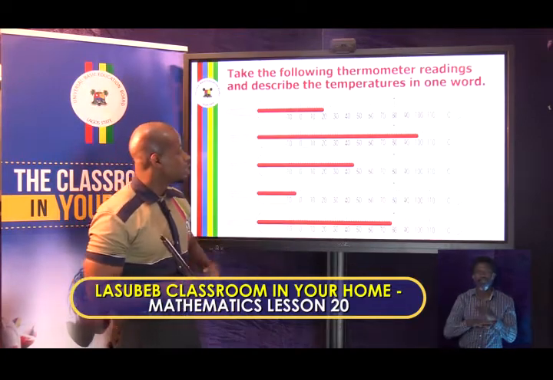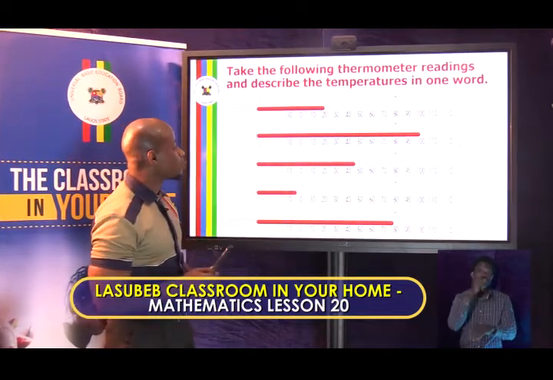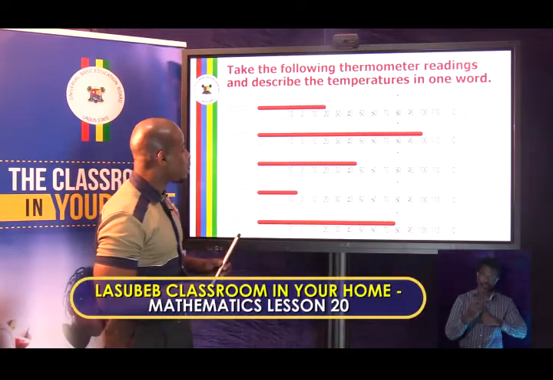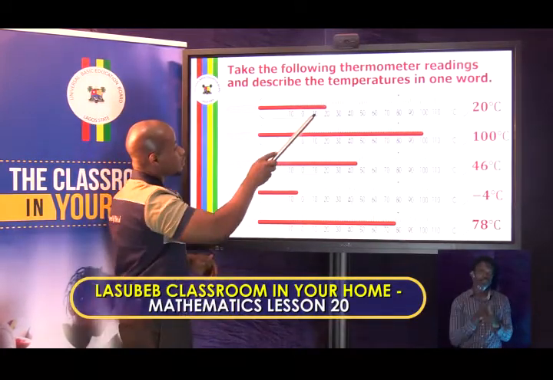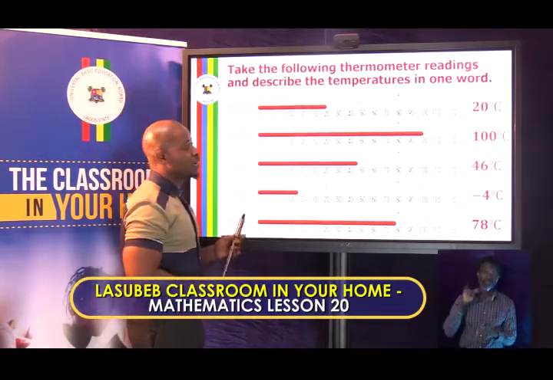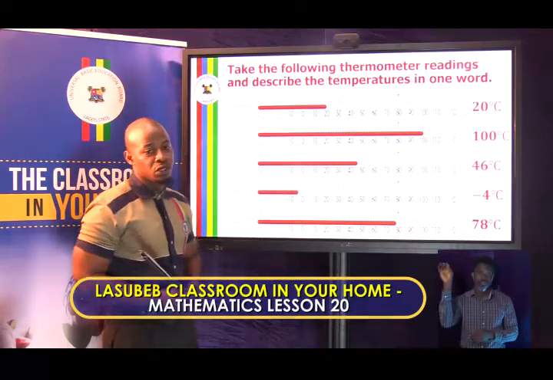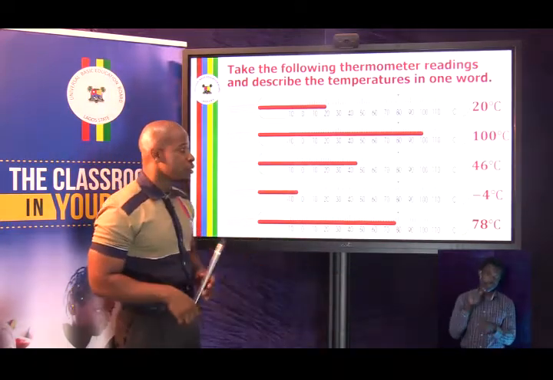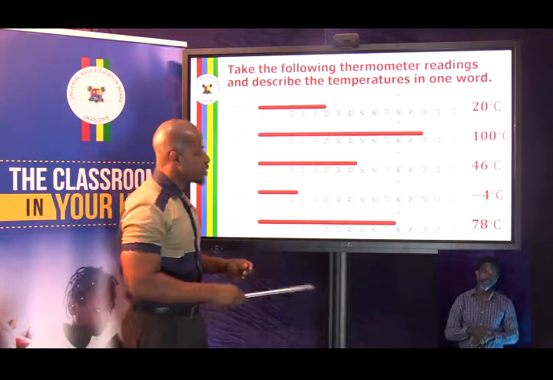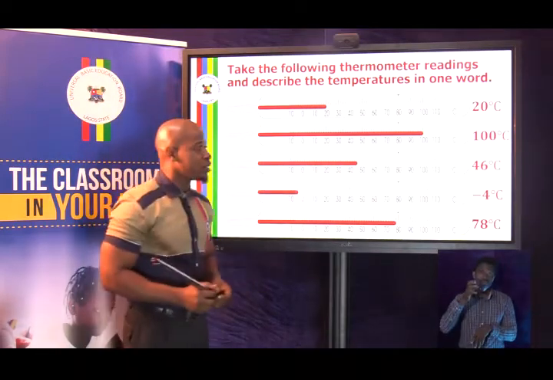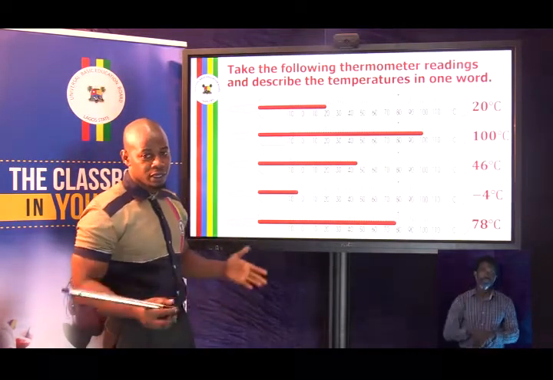If you look at the first one, the answers are going to come up right about now. You see that the first one stops just on 20, and that is 20 degrees Celsius. I believe you got that right. The second one is also easy. It stops just on 100, and that is 100 degrees Celsius.